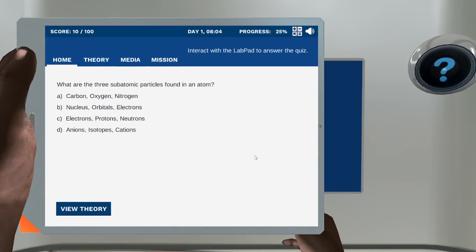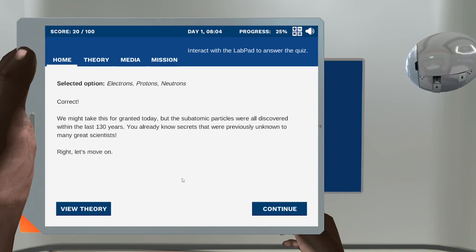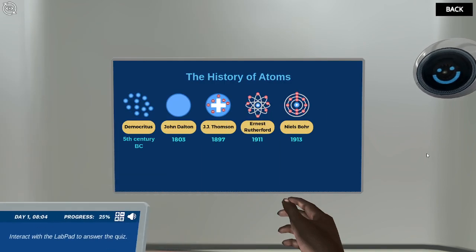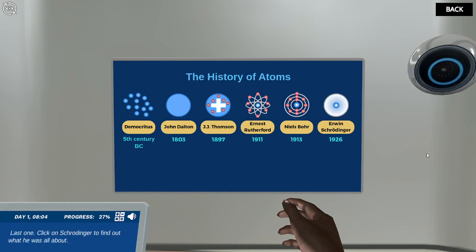What are the three subatomic particles found in an atom? Correct. We might take this for granted today, but the subatomic particles were all discovered within the last 130 years. You already know secrets that were previously unknown to many great scientists. Right, let's move on. Last one. Click on Schrödinger to find out what he was all about.